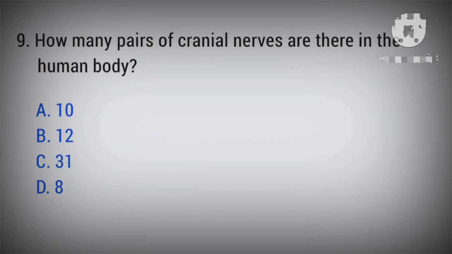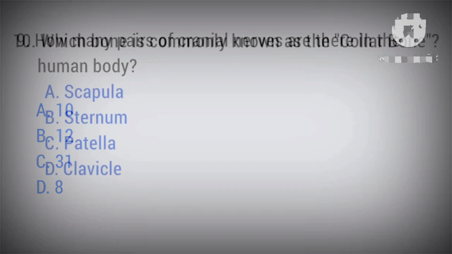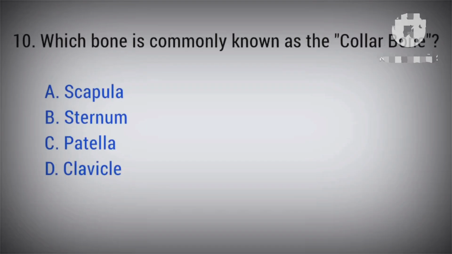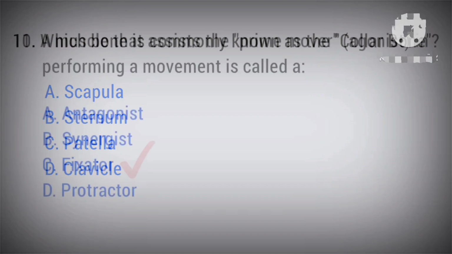Question 9. How many pairs of cranial nerves are there in the human body? The right answer is option B, 12. Question 10. Which bone is commonly known as the collarbone? The right answer is option D, clavicle.